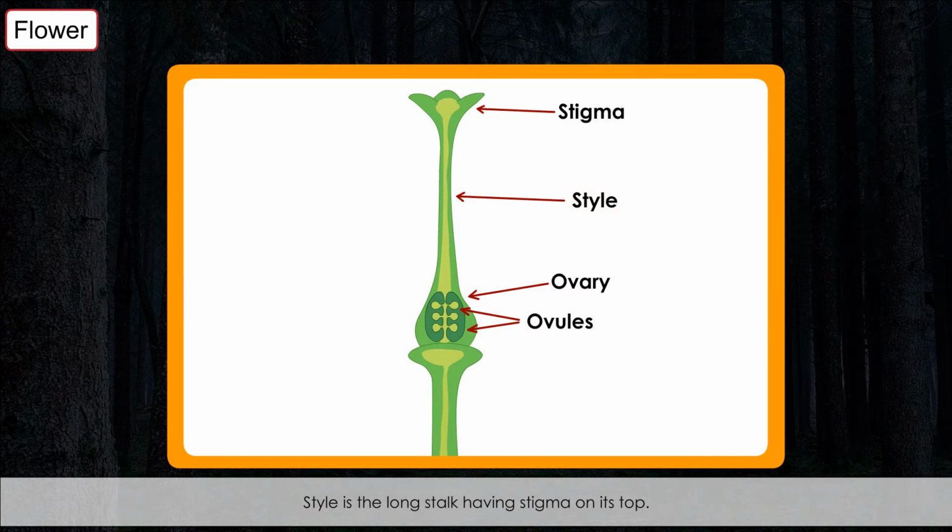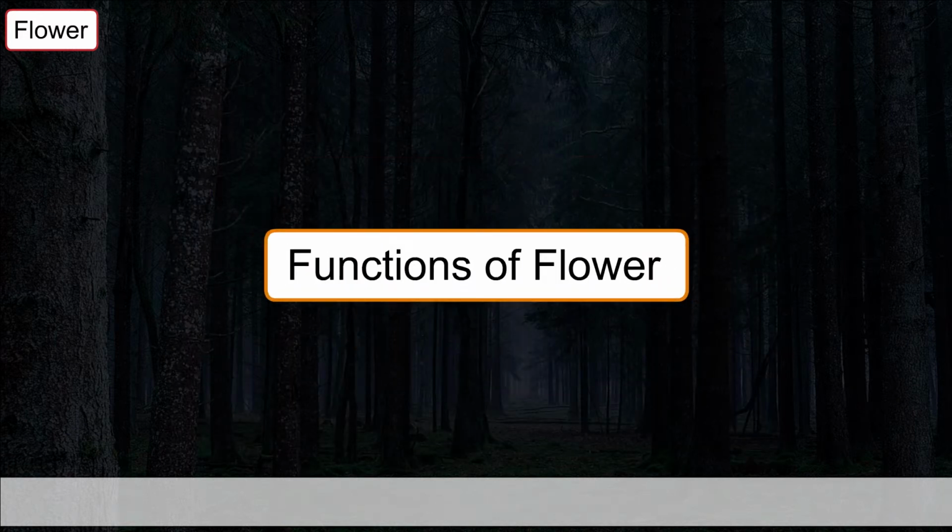Style is the long stalk having stigma on its top. Ovary is the part of the plant usually at the bottom of the flower. The ovary contains ovules. Ovules are the part of the ovary that become seeds.